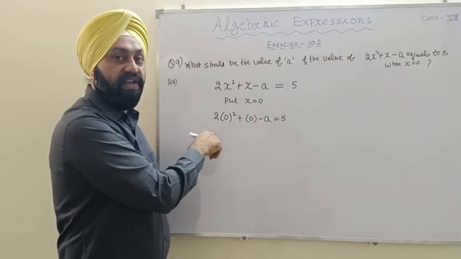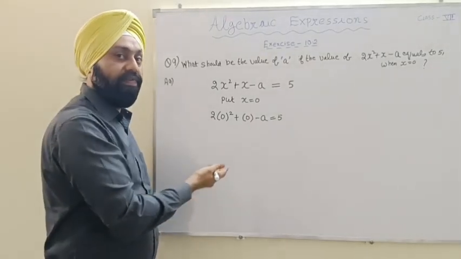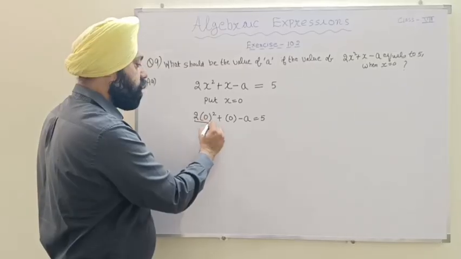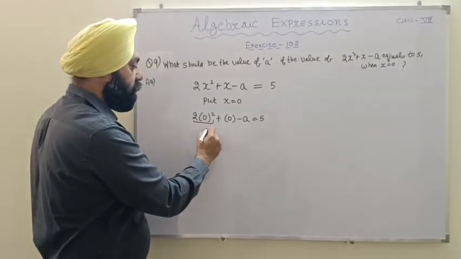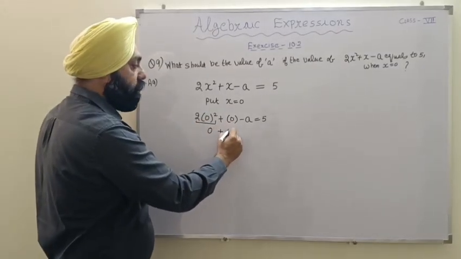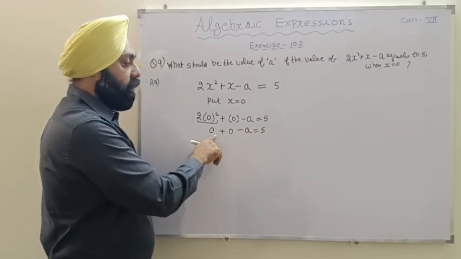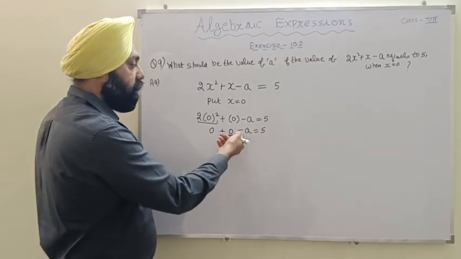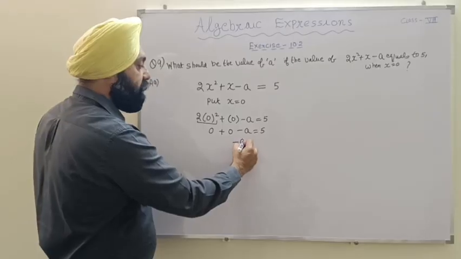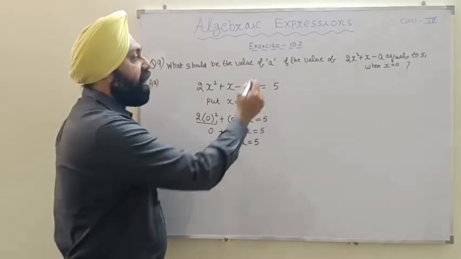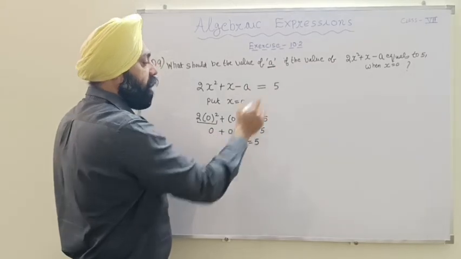If you multiply 0 as many times as you like, it will give 0, and 0 multiplied by anything will again give 0. So the value of this term is 0, again 0, and minus a is equal to 5. So 0 plus 0 is again 0, and minus a will give minus a only, so minus a is equal to 5. But in this question we have to find the value of positive a, not negative a.